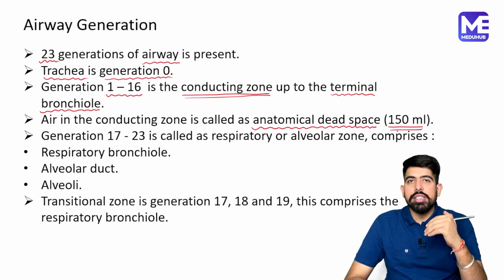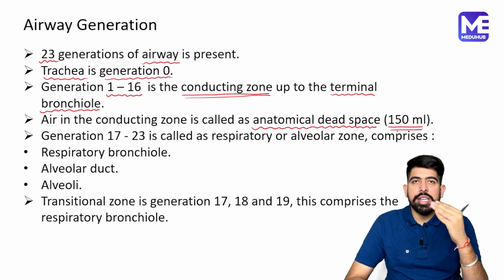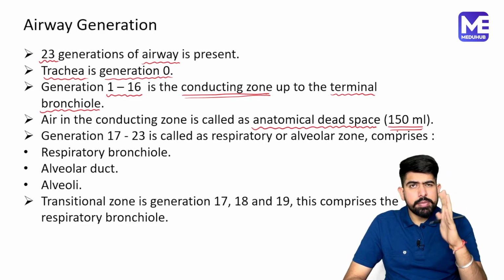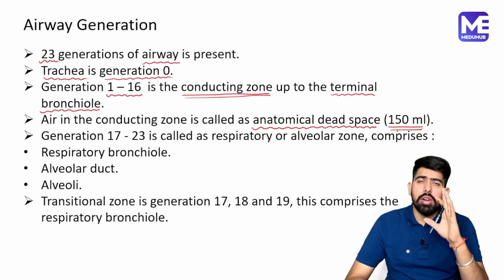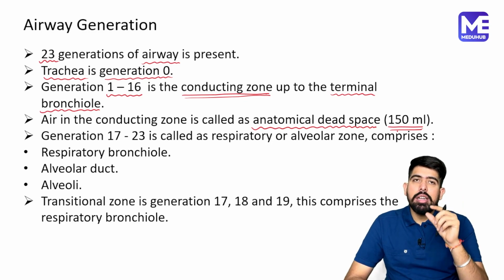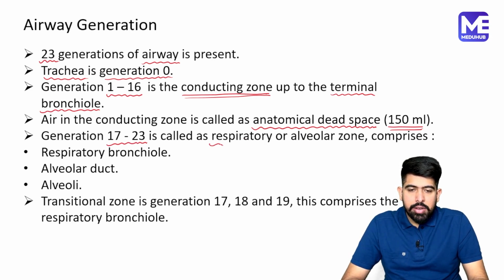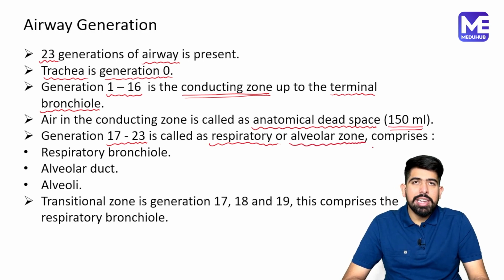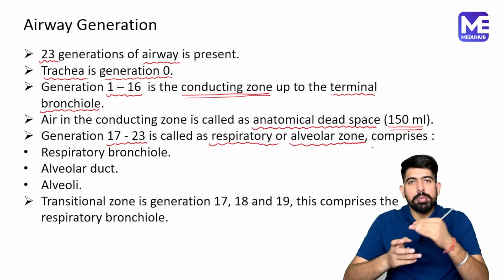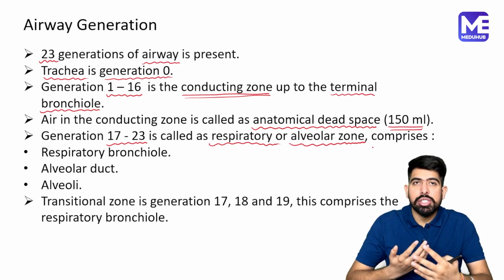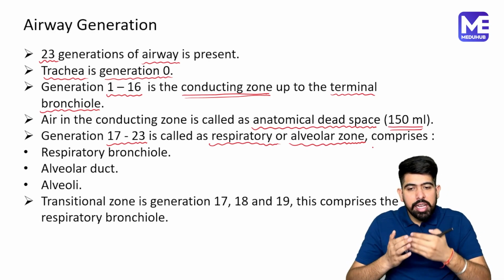Out of the 23 generations, generations 1 to 16 are the conducting zone, and this conducting zone is also called our anatomical dead space, right? If we talk about generations 17 to 23, these are called the respiratory or alveolar zone, because in these last generations, 17 to 23, they are working in respiration. They have the respiration here.